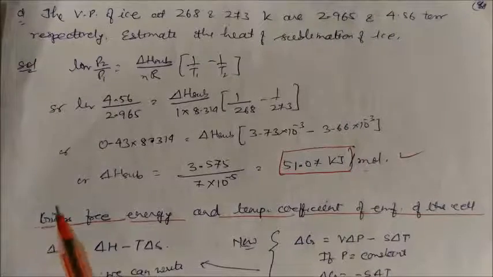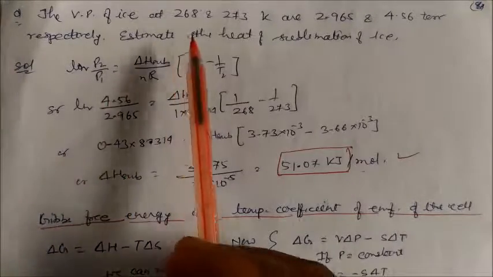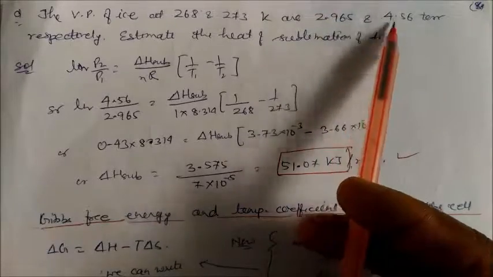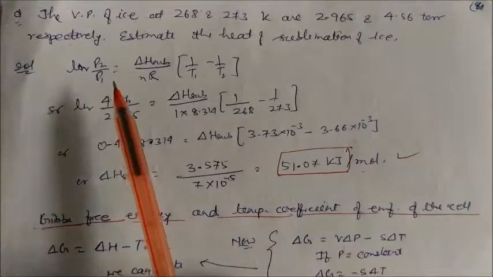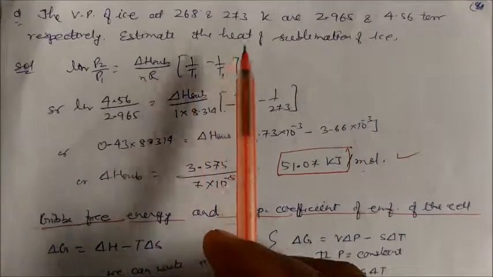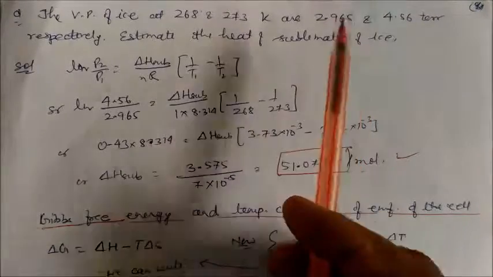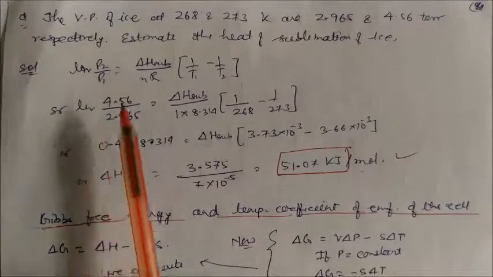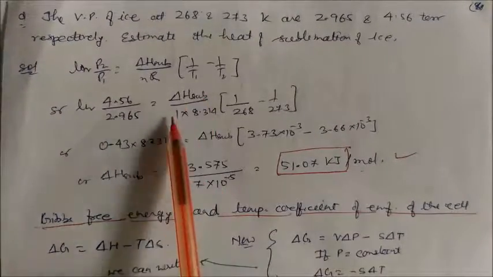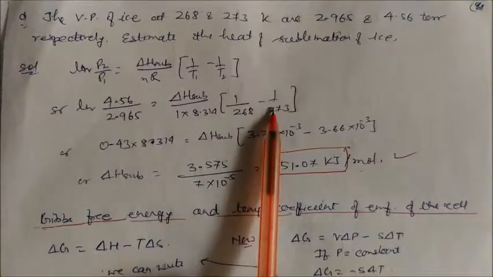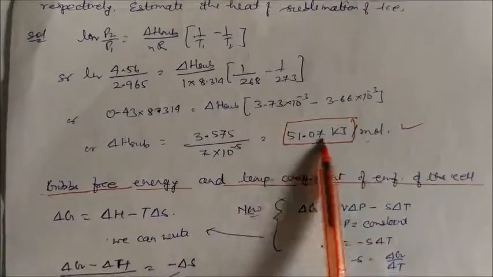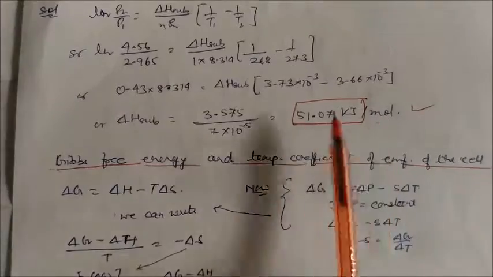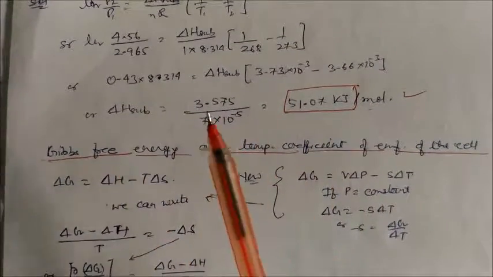We will see one more numerical. The vapor pressure of ice at 268 and 273 Kelvin are 2.965 and 4.56 torr respectively. Estimate the heat of sublimation of ice. Again use the Clapeyron equation. P2 is given, P1 is given, heat of sublimation we have to find out. R is given, T1 and T2 are given. If you solve it, you will get 1.807 kJ per mole. I have given you the steps, you can note them down, and you will get the same answer.